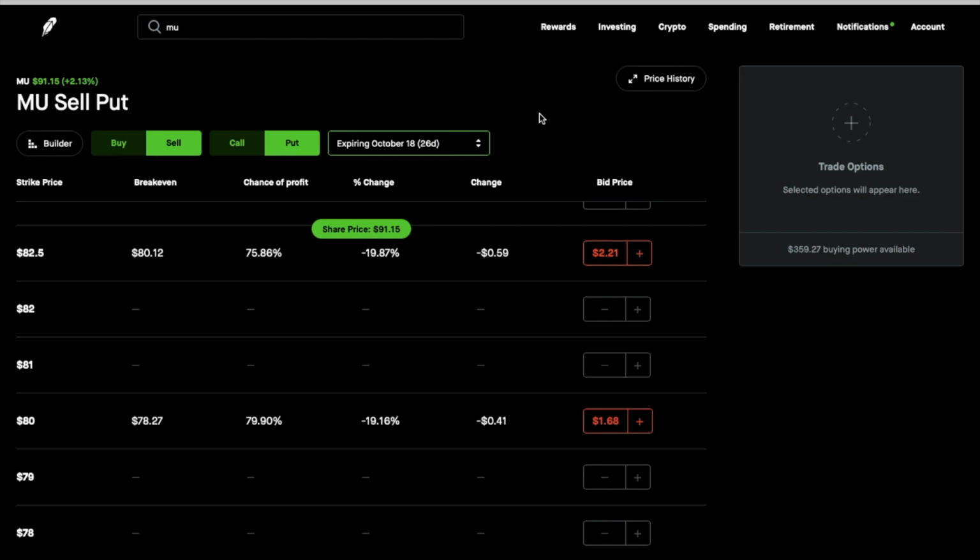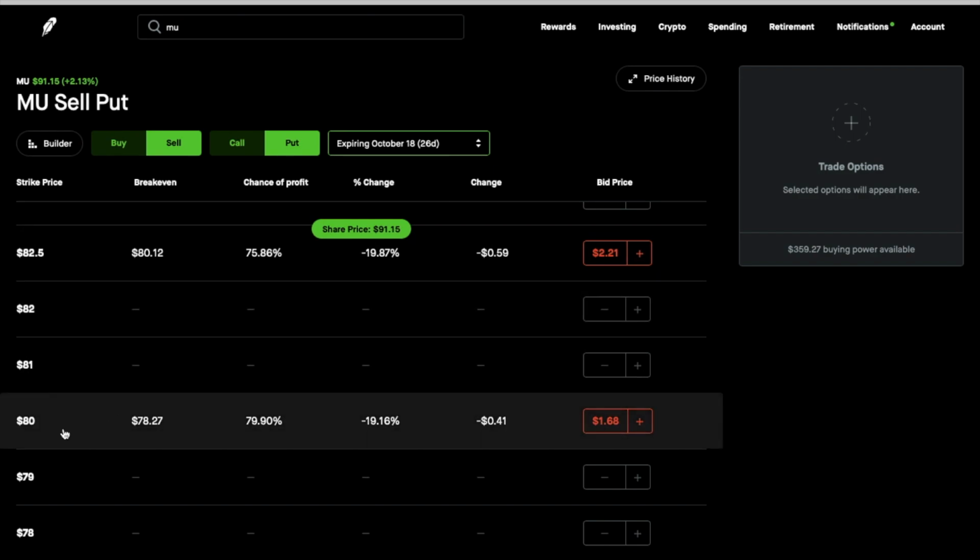So I think that Micron's going to do well. Right now it has dropped, there's some weakness, but I do think over time it's going to pick up, and it's just a really nice one that I would be good owning, especially at $80. And I can sit here and collect this nice 2% a month on it until I get assigned. So that is my second one. Let's go to the third.